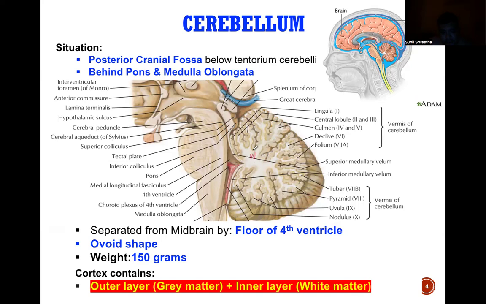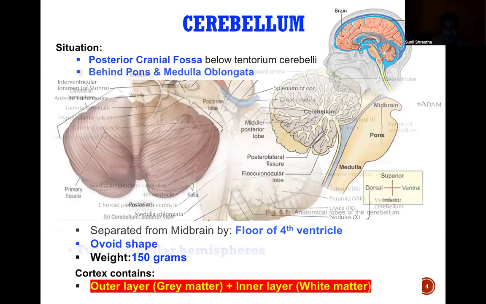Okay, so the inner layer is made up of white matter, and the outer layer, if you see this layer, is made up of gray matter. So gray matter is present on the outside, in this layer, and on the inside you will find the white matter. So this is all about the cortex. If you see, this whole part is the cortex of the cerebellum, and the cortex of the cerebellum contains white matter and gray matter. Gray matter is present outside, and white matter is present inside.